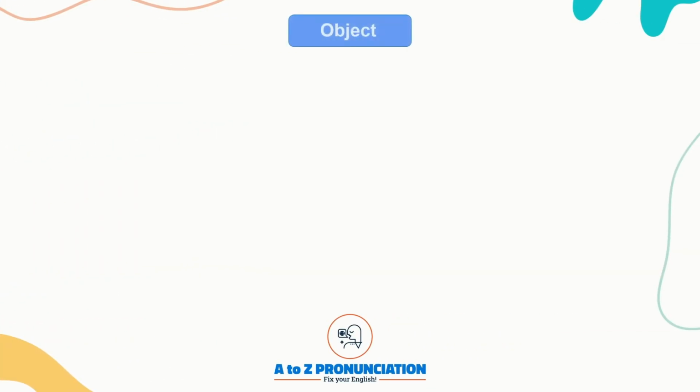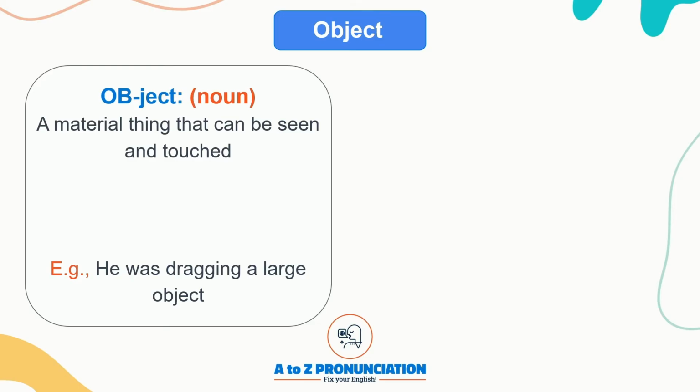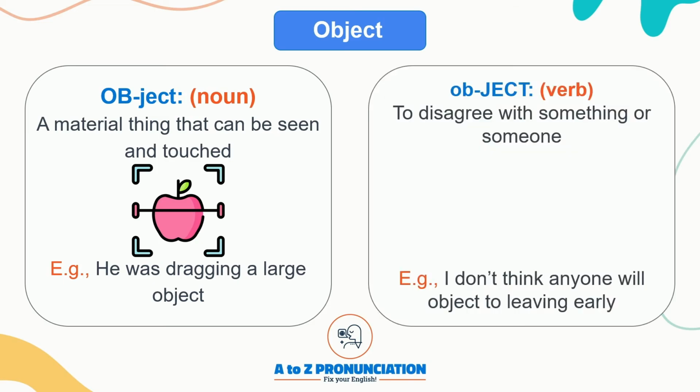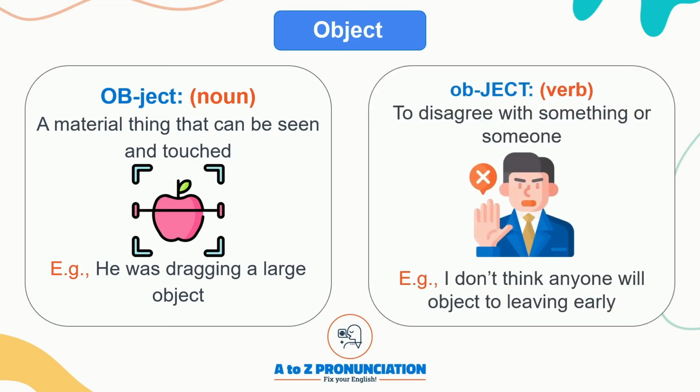Next we have object and object. Object, we might be very familiar with this word, meaning a material thing that can be seen and touched. He was dragging a large object. Object, on the other hand, would give us a verb which means to disagree with something or someone. Let's take an example. I don't think anyone will object to leaving early.